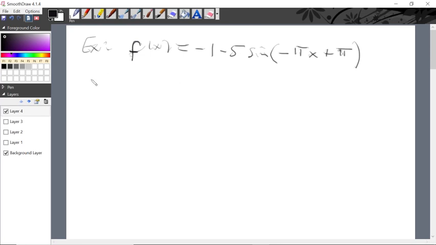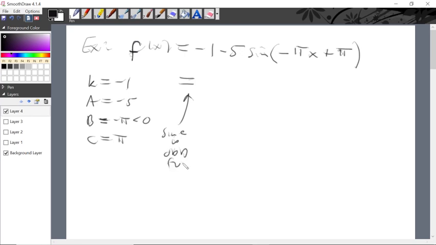So we have, in this case, k is equal to negative 1. That's our equilibrium. A right now is equal to negative 5. B is equal to negative pi. And C is equal to pi. Now, b is less than 0, and we want b to become greater than 0. So we're going to use the fact that sine is odd. Sine is an odd function.